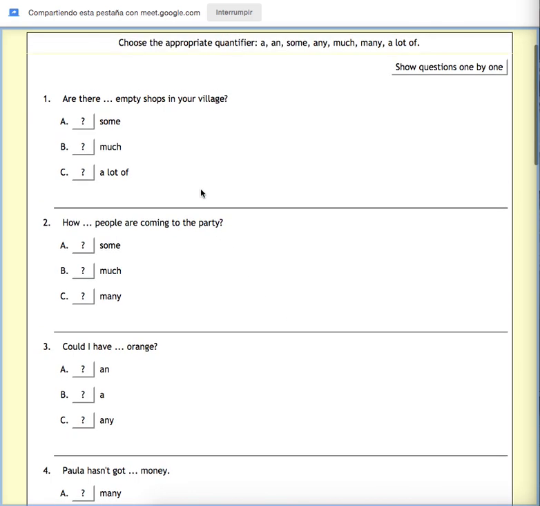Number one, are there space empty shops in your village? How can you complete it? Some, much, a lot of. Are there space empty shops in your village? How can you complete it? Who can help me doing this exercise? No? One by one? Okay, let's begin with Anna. So, Anna, how can you complete this one? Are there space empty shops in your village? How can you complete it?